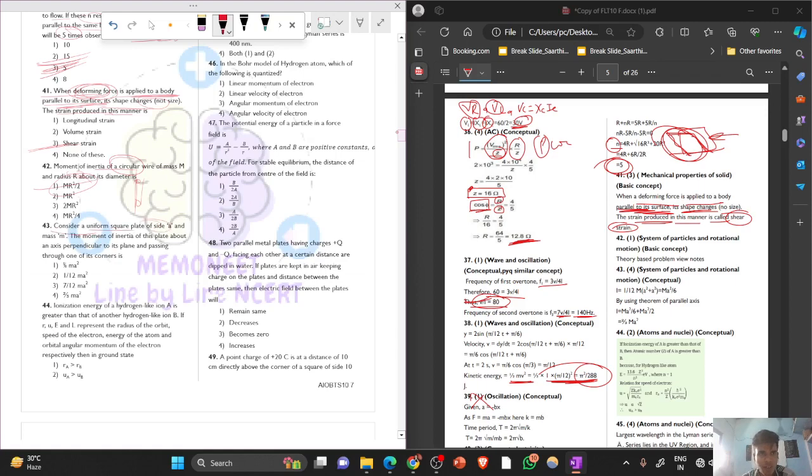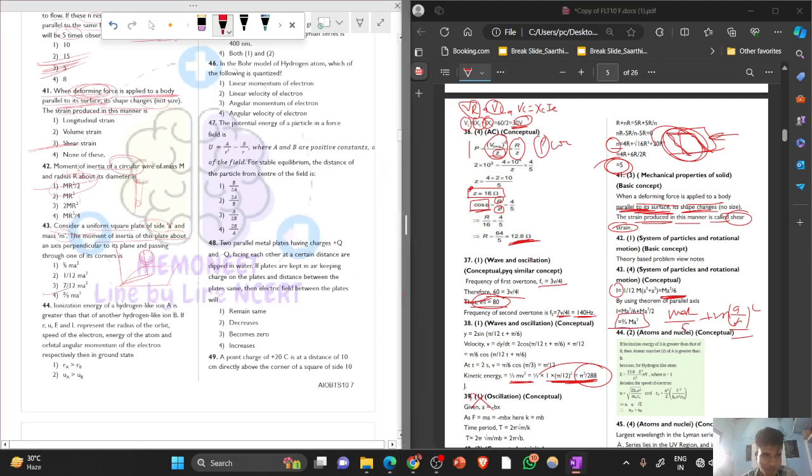Consider a uniform square plate of side a, and the moment of inertia of the plate about an axis perpendicular to the plane passing through one of its corners. About the center, you just need to use the parallel axis theorem. From here, you can easily get that about the center, it is ma square by 6. So using parallel axis, ma square by 6 plus md square, where d will be a by root 2, squared. From here, you get the value about the corner, that is 2 by 3 ma square. Option 4 will be your correct answer.